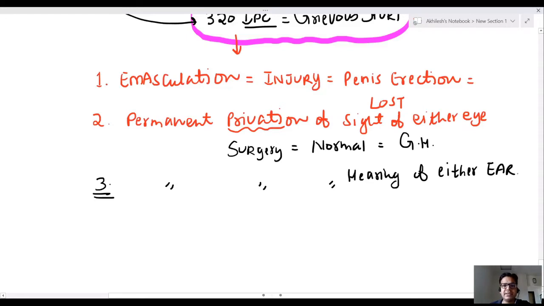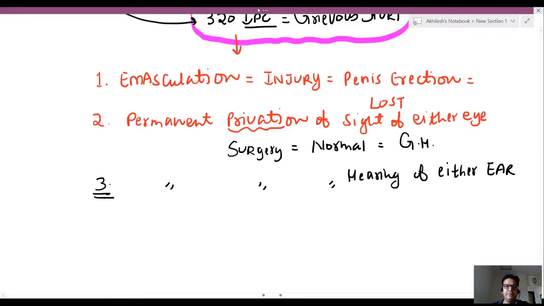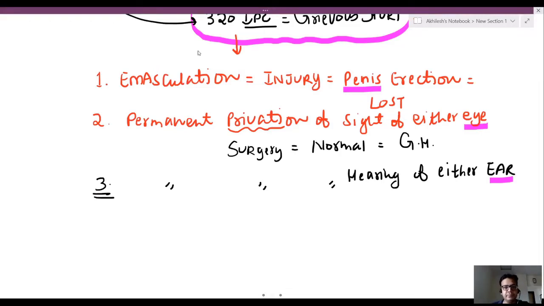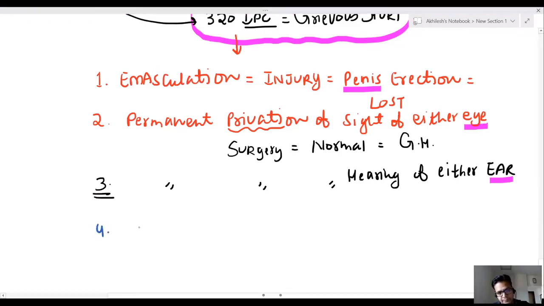So Dr. Saab, we have discussed three very important parts till now. Penis erection is lost, number one. Eyesight is lost, number two. Ear function is lost, number three. Now I'm coming to number four.